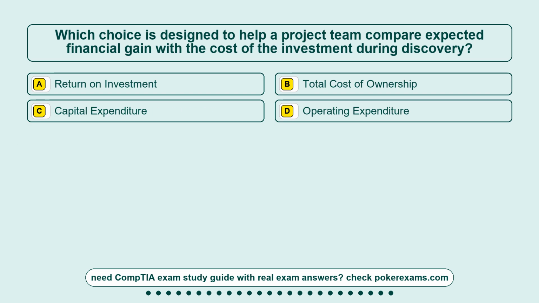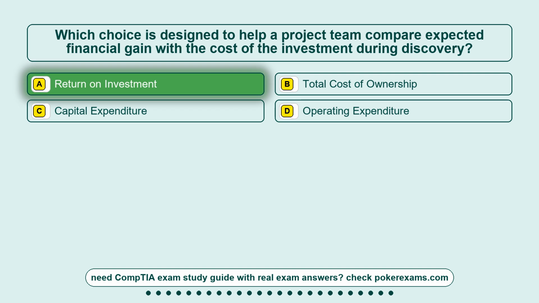Question 15. Which choice is designed to help a project team compare expected financial gain with the cost of the investment during discovery? Option A, return on investment. Option B, total cost of ownership. Option C, capital expenditure. Option D, operating expenditure. The correct answer is option A, return on investment.